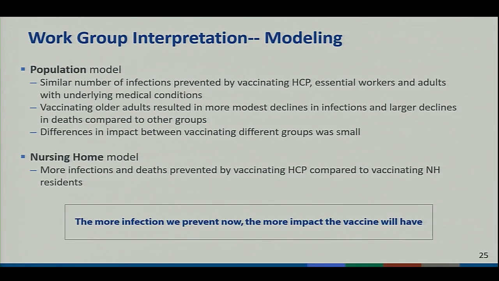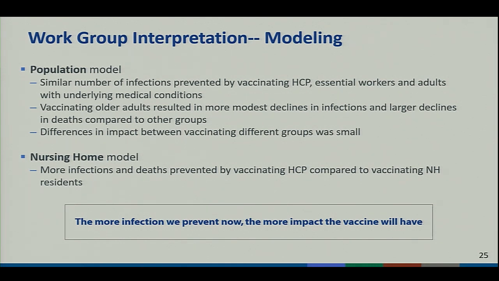The work group also had presentations on modeling allocation strategies for the initial vaccine supply that were just shown to ACIP. Two different models were shown, the overall population model and a nursing home model. Regarding the population model, similar numbers of infections were prevented by vaccinating healthcare personnel, essential workers, and adults with underlying medical conditions. Vaccinating older adults resulted in more modest declines in infection, but larger declines in deaths compared to the other groups. But overall, the differences in impact between vaccinating different groups was small.